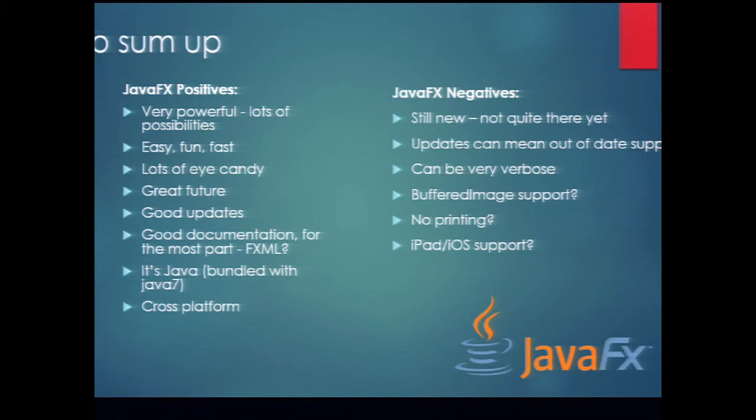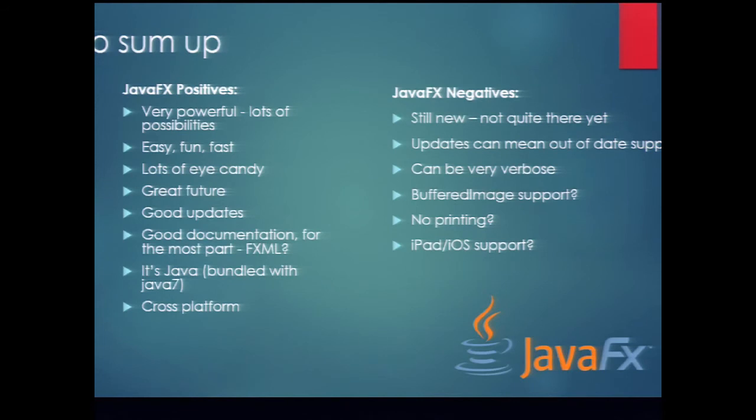So some negatives. It's still new, it's not quite there yet. There are some features we'd like, for example, the printing, which I've mentioned further down. I know that's coming soon, so that's good. There have been lots of updates, which is a very nice thing, but it can also mean out-of-date support. I went looking for the 2.2 documentation last week, and it was slightly difficult to find, but because I wanted to download it, it was in the blog post, with a nice link at the bottom.